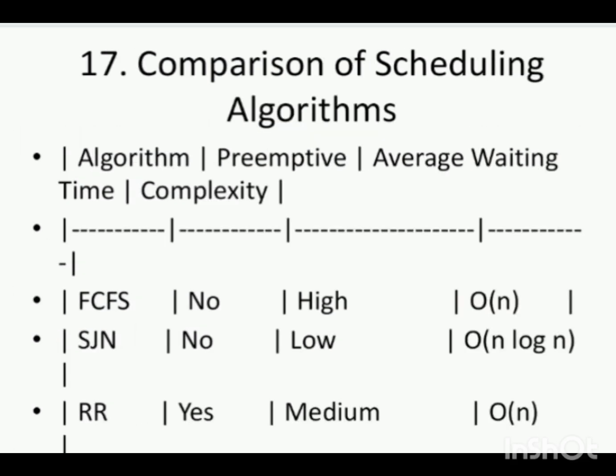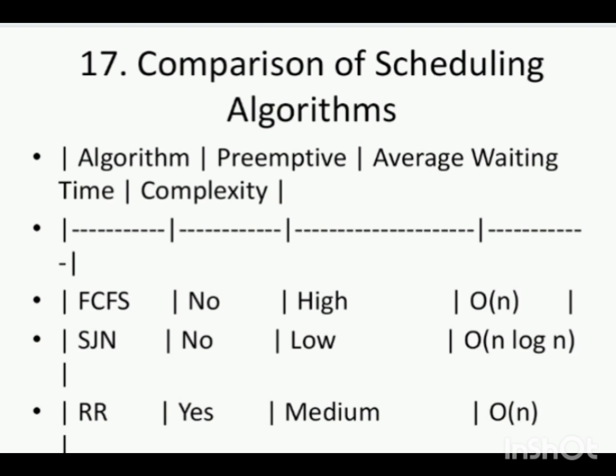Next, comparison of CPU scheduling algorithms. It compares the algorithms on aspects such as preemptive or not, average waiting time, and complexity, to decide which is used for what.